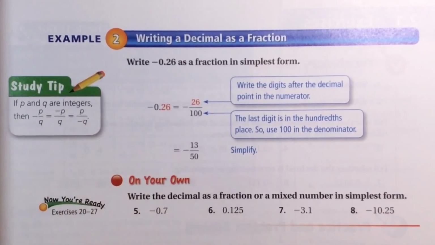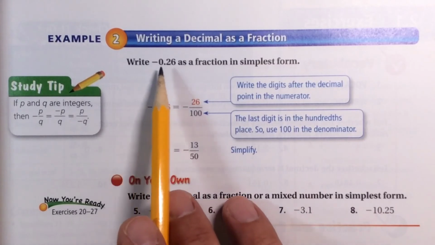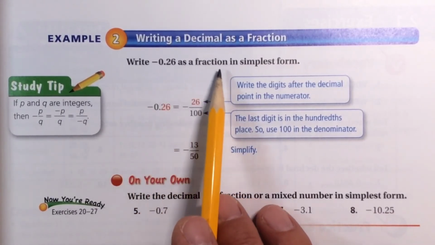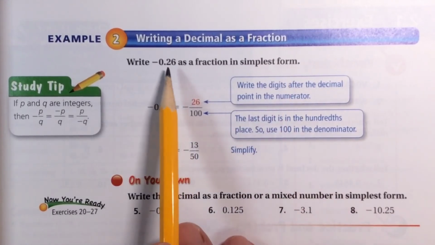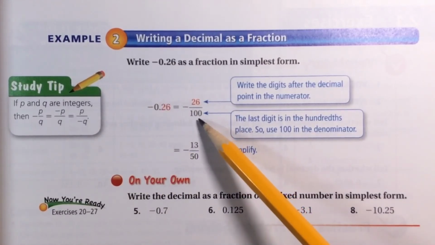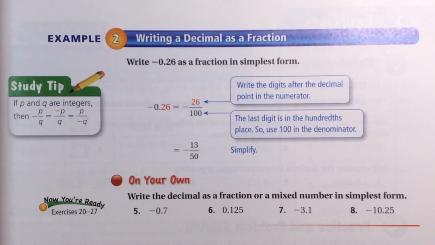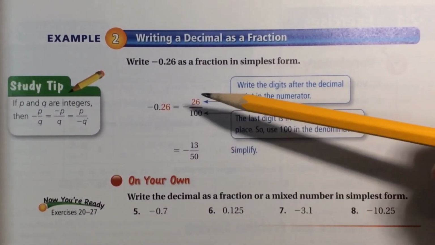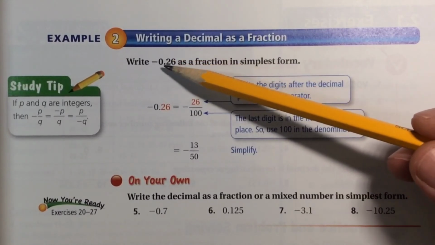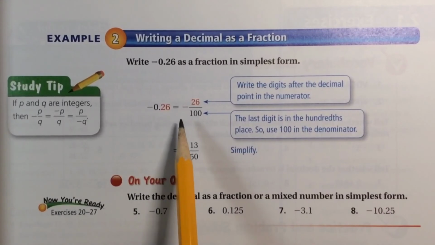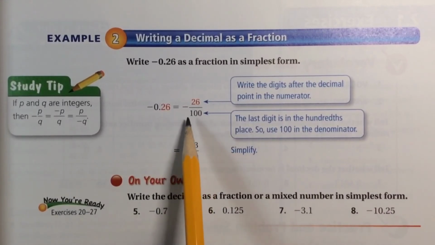Those are all equivalent. Okay, so now write negative 0.26 or 26 hundredths as a fraction in simplest form. If you know how to say these correctly, 26 hundredths, then you know how to write them as a fraction. It doesn't get much easier than that. So make sure that you're saying these numbers correctly. Negative 0 and 26 hundredths becomes negative 26/100.